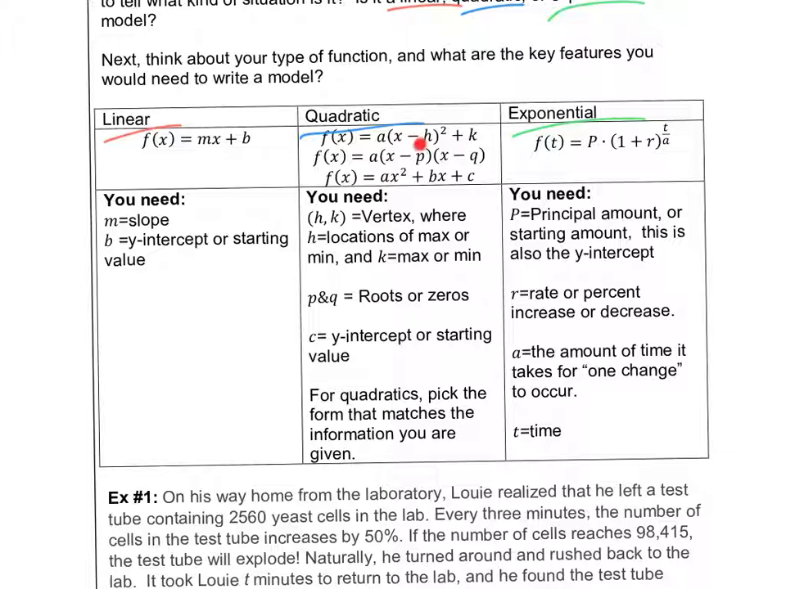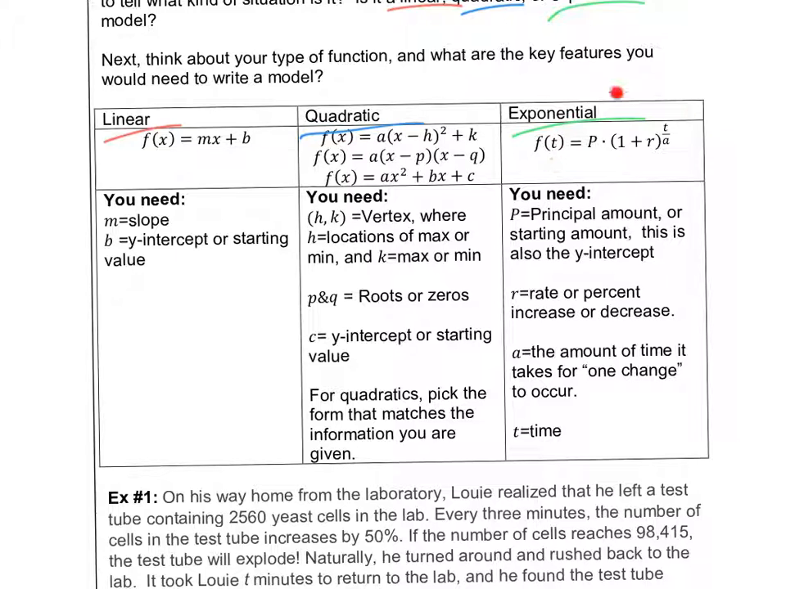So we have vertex form, where we have the vertex; factored form, where we have the factors, and therefore we get the roots or the zeros; and standard form, where we get the y-intercept. This is all review. For quadratics, pick the form that matches the information you're given. So if they give you the vertex, use vertex form. If they give you the roots, use the roots form. Or if they give you the y-intercept, use the standard form. That makes the most sense. You don't have to use those, but it would obviously be easier to use the form that matches the information you're given.